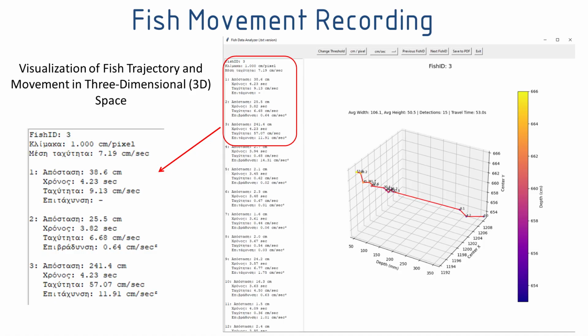Finally, we see how the fish tracking recorded information is used to represent all the details of the fish motion, including the exact position of the fish in 3 dimensions, the timestamp when the fish visited each position, and the estimated speed and acceleration at each point.